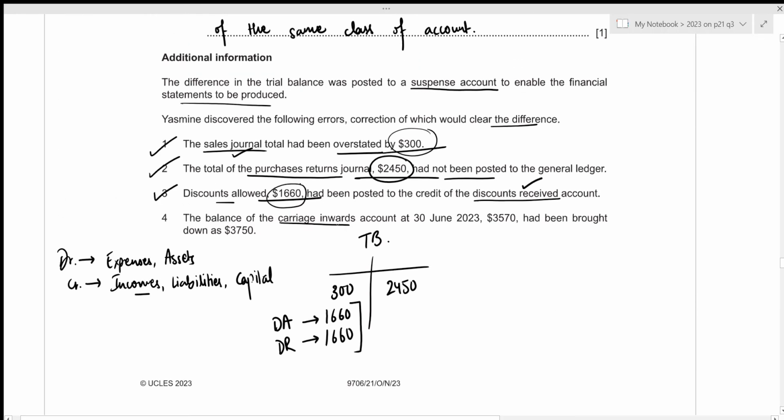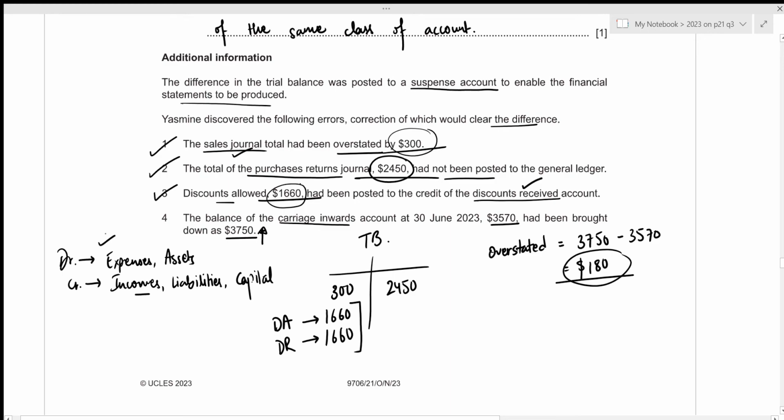Now the balance of the carriage inwards account at 30 June 2023, 3,570, this is the correct amount, had been brought down as 3,750. So this is higher than the correct amount, which means that carriage inwards has been overstated. So the overstated amount will be 3,750 minus 3,570, which gives the amount of 180. So this is the carriage inwards which has been overstated. Now we need to remove it. And remember that carriage inwards is an expense incurred while bringing the raw materials or the goods for resale to our godown. And since this has been overstated previously, the overstatement of 180 had been made on the debit side.